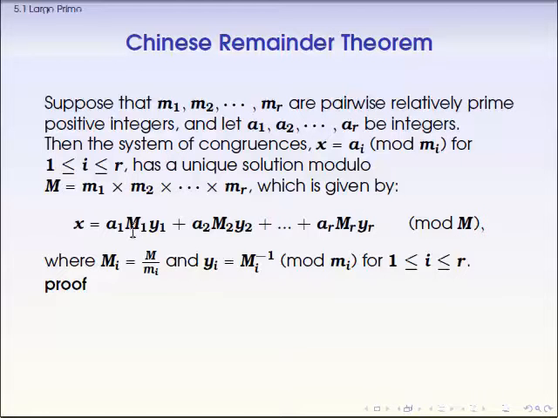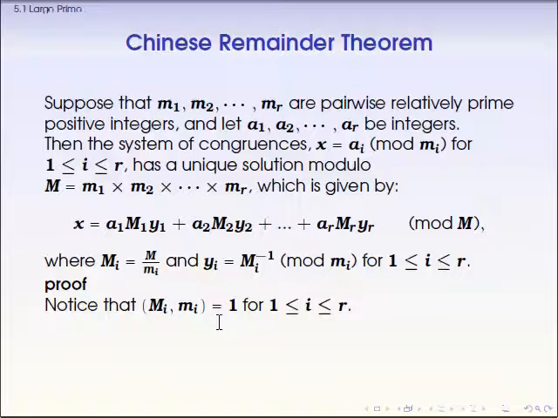And in this equation, Mi is actually M divided by small mi. So capital M is the product of the mi's, and if we just remove one of them, let's say m1, then capital M1 is the product from m2 to mr, and yi is the inverse of the capital Mi modulo small mi. So capital Mi and yi are in an inverse relation modulo mi.